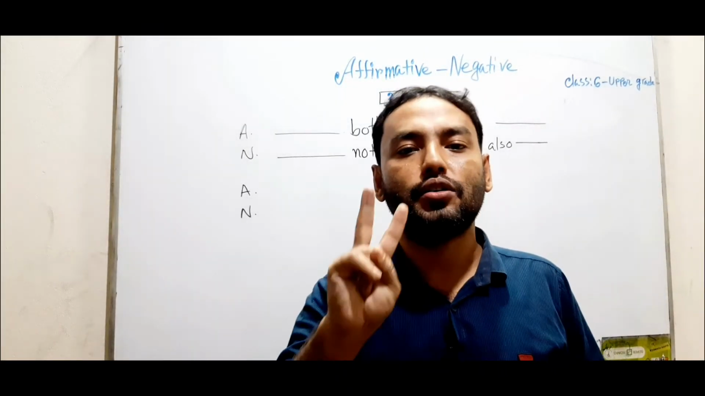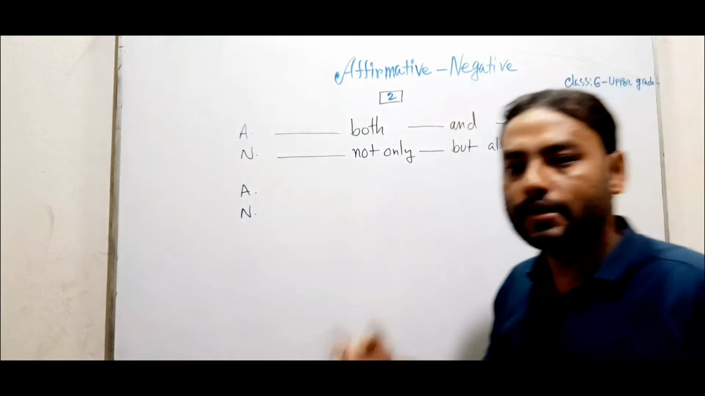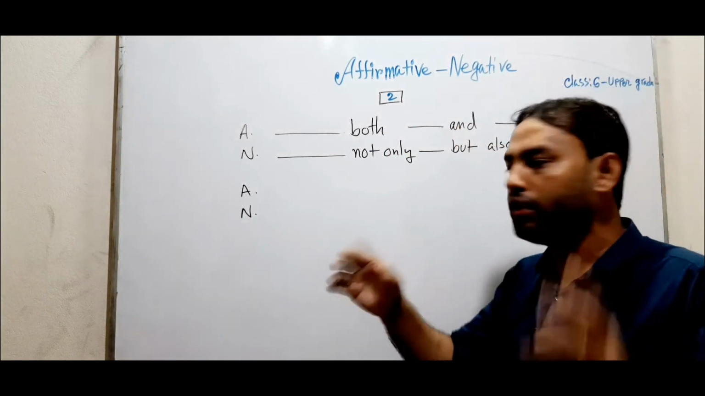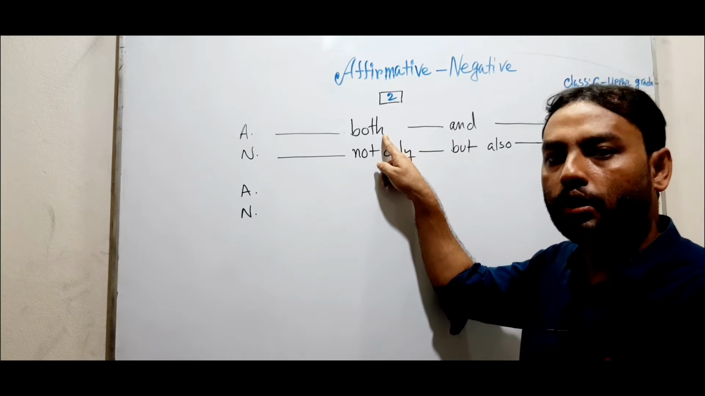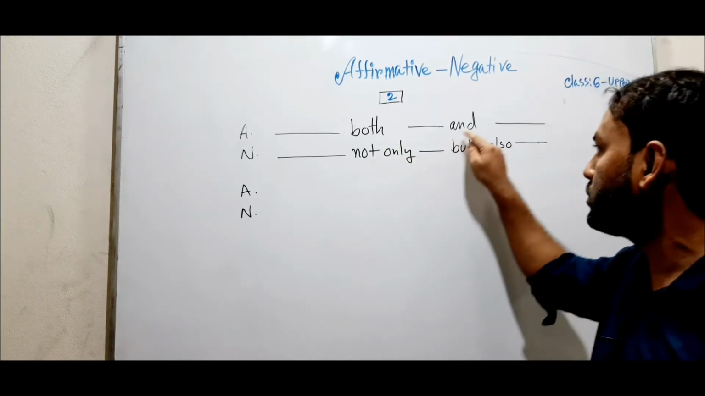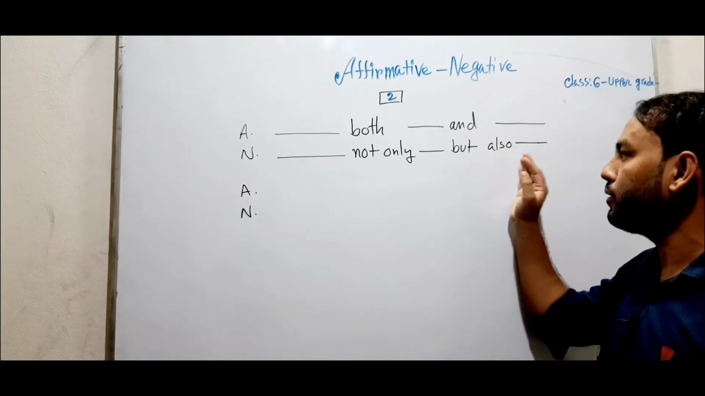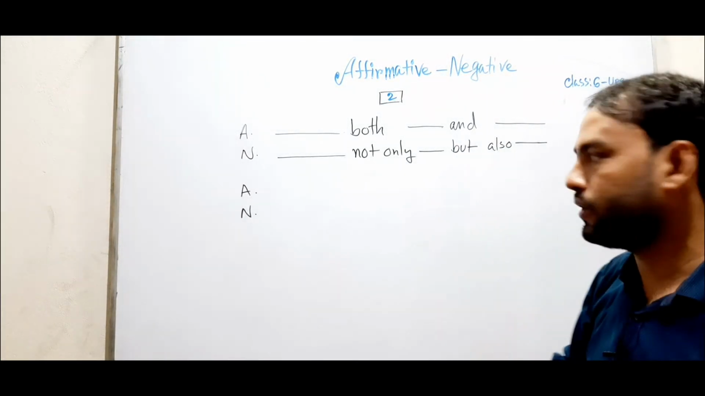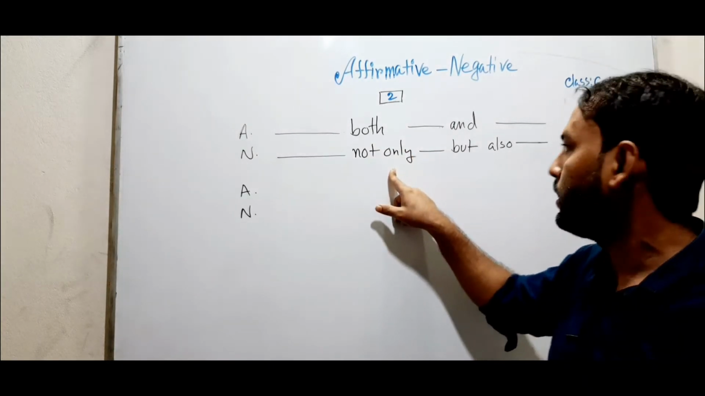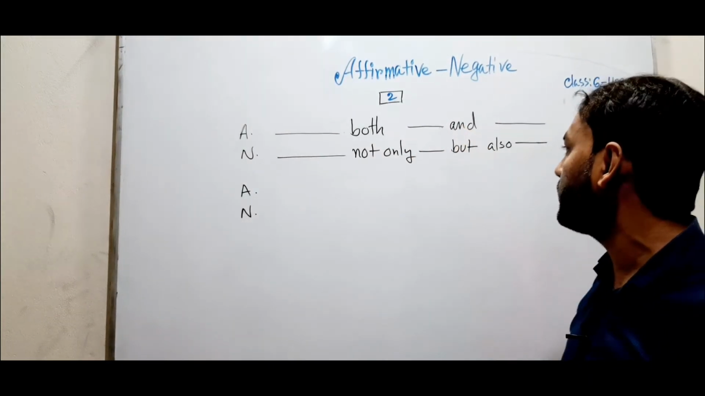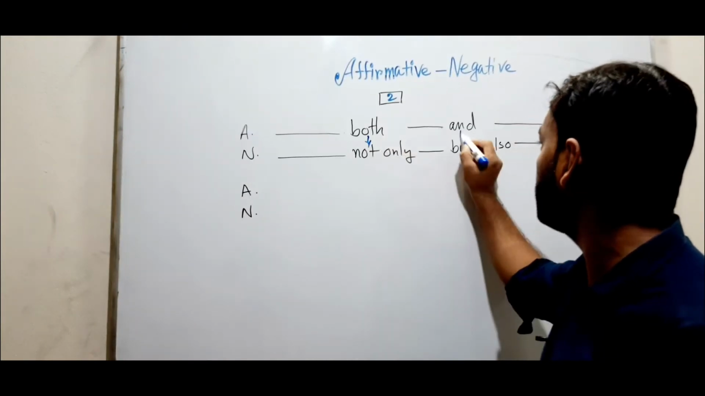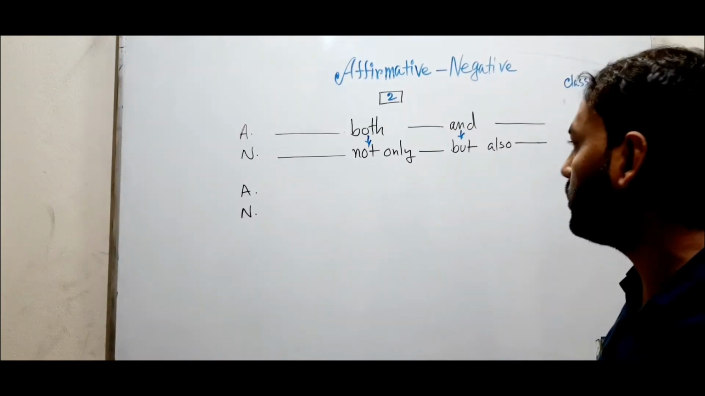Rule number 2. In a sentence you will find both and. Instead of both, you need to write not only. Instead of and, you will write but also. I repeat it. Instead of both, you will write not only. Instead of and, you will write but also. Don't write both, just write not only and but also.